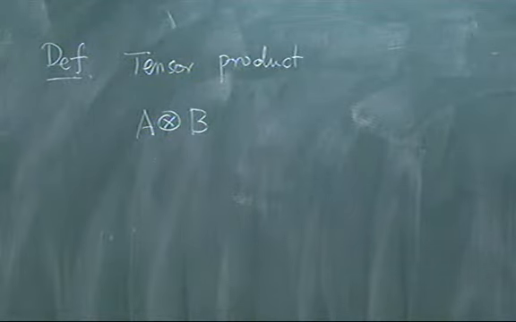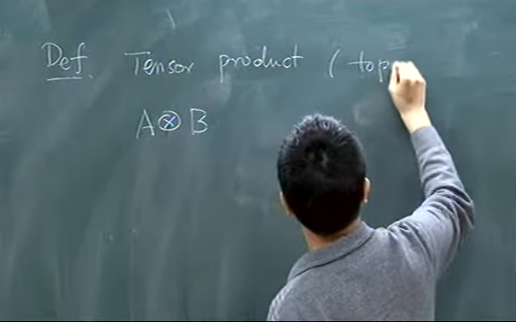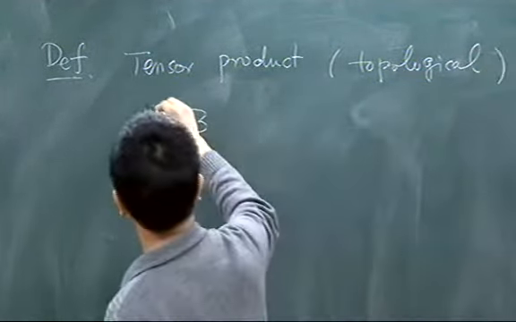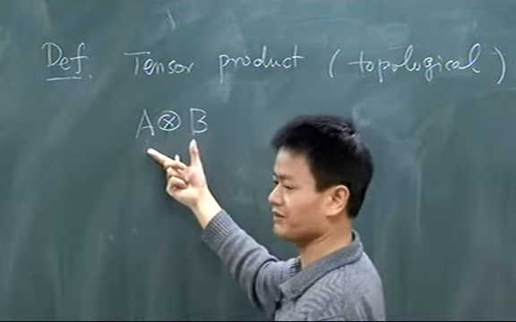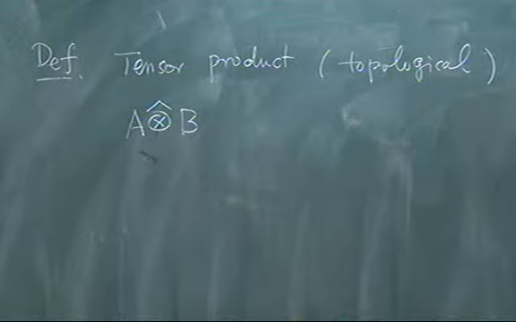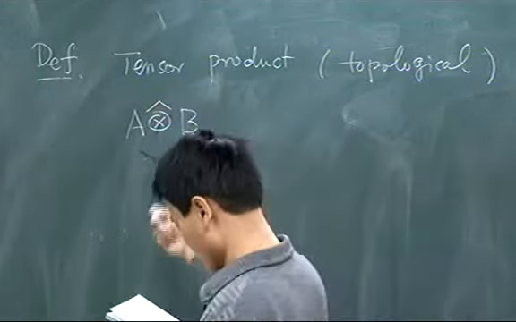So if you want the metric to be complete, this tensor product needs to be the topological tensor product. First we take the algebraic tensor product, and then we take the completion. This is the so-called topological tensor product. So what is the valuation of this?